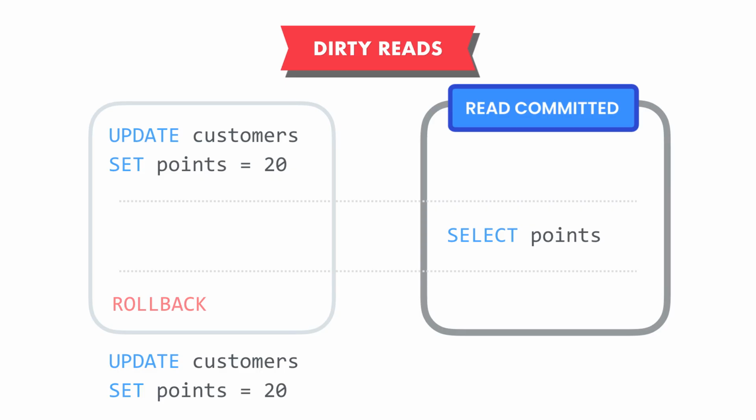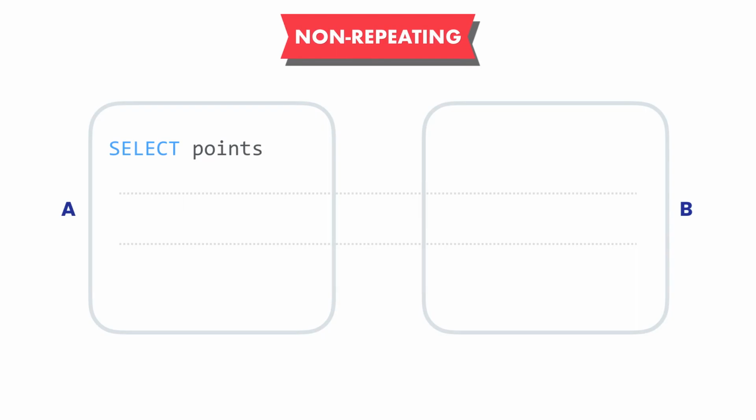Now let's look at another concurrency problem. Non-repeatable reads. So by adding more isolation to our transaction, we can guarantee that our transaction can only read committed data. But what if during the course of a transaction, we read something twice and get different results? For example, transaction A reads our customer's points. It sees that this customer has 10 points, so it will make a business decision based on this value.